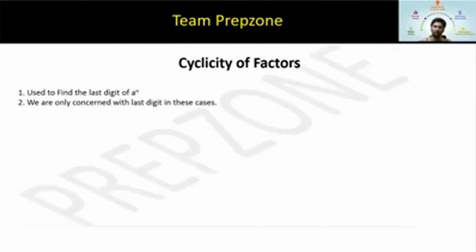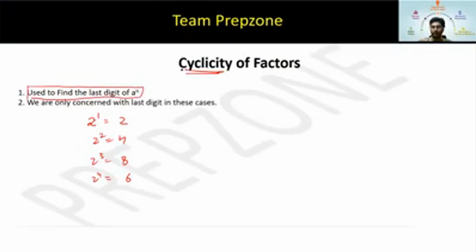See, what is the cyclicity of factors? If there is any number, let's assume the number is 2. What is 2 to the power 1? 2. What is 2 square? 4. What is 2 cube? 8. What is 2 to the power 4? 16. I'm only writing the last digit. We will use cyclicity to find the last digit of a to the power n.